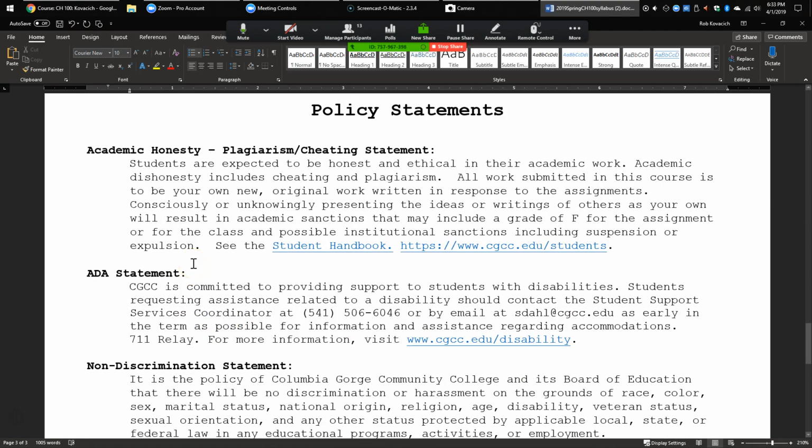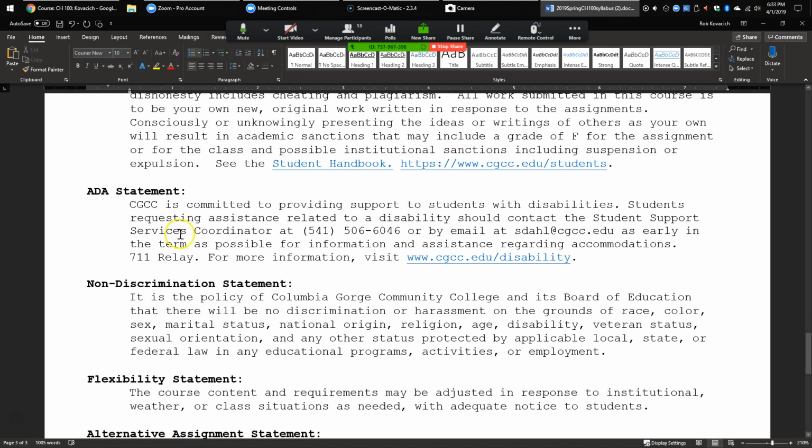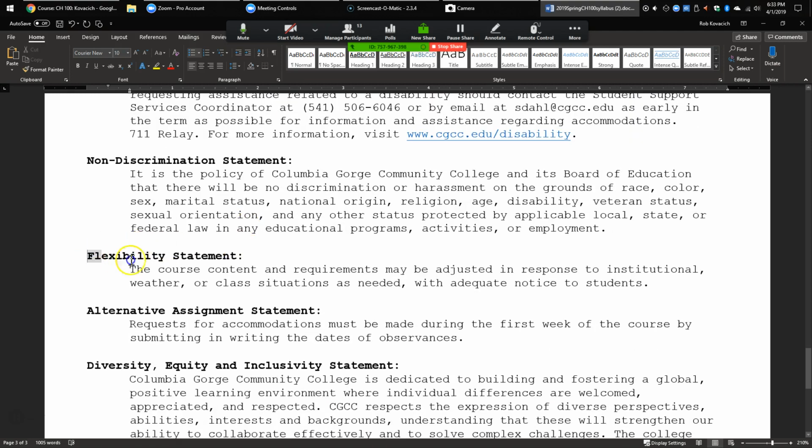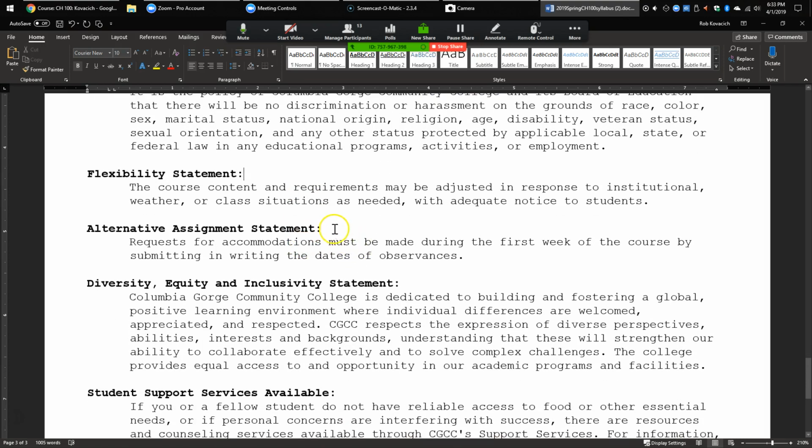These are just things that all the syllabi have in them: don't cheat, and the ADA policy, no discrimination. I can't imagine that there's going to be an issue with the flexibility of the course, but I suppose maybe there will be a time when I can't meet on a Monday or Wednesday because of personal reasons or something going on with the college. So if that happens, then that's a possibility, but it's a slim chance.